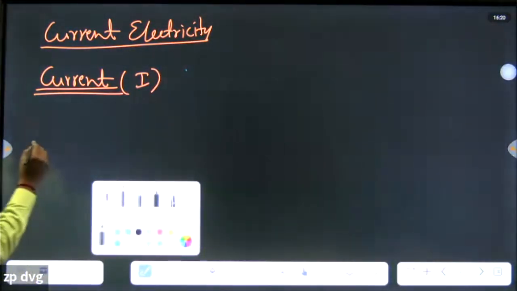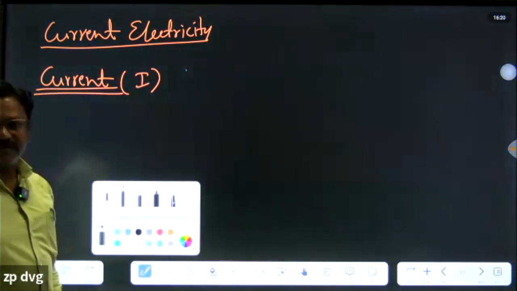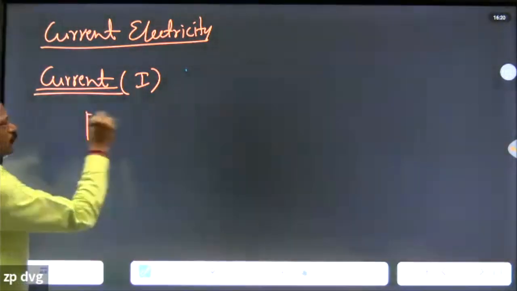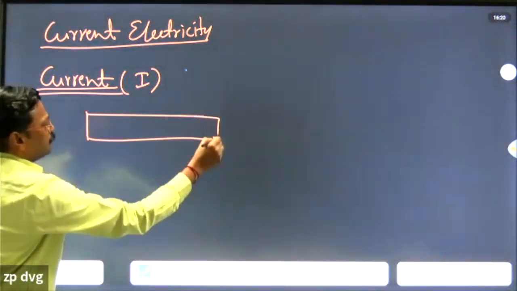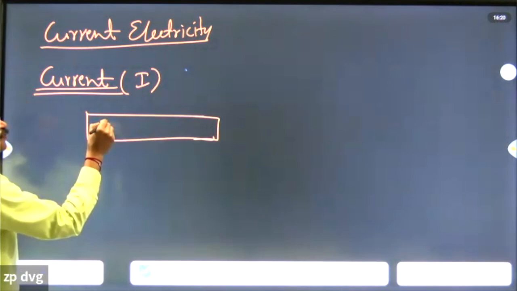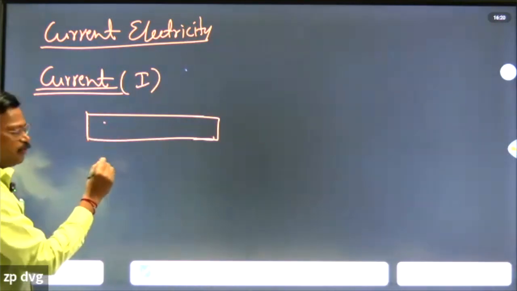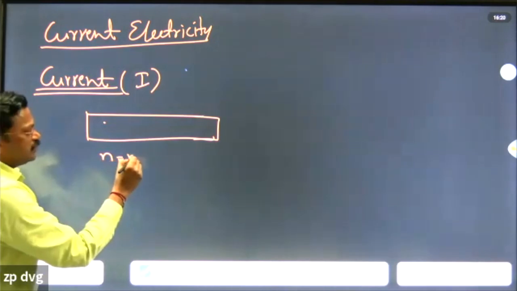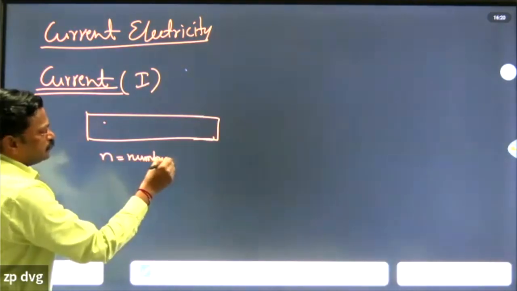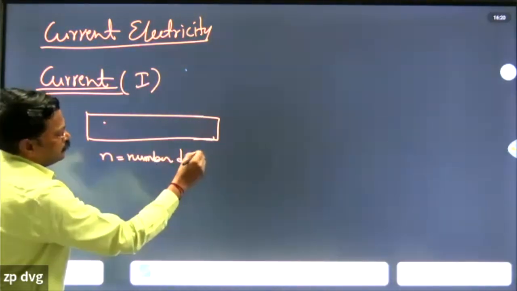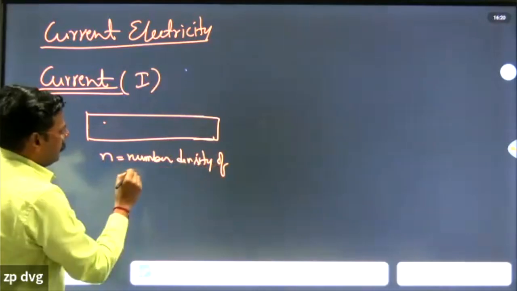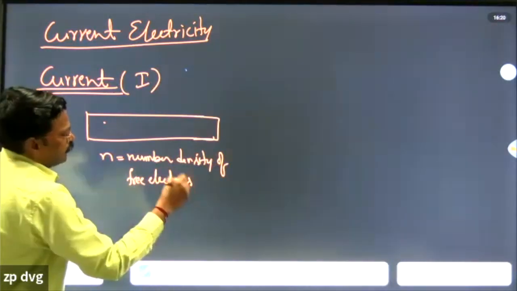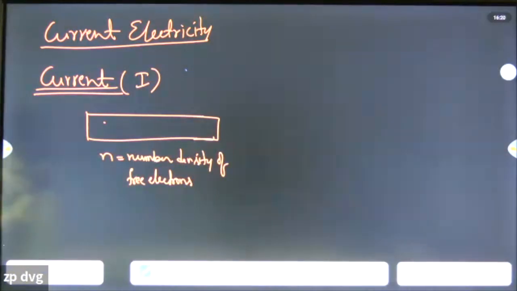Right. So as you know, the microscopic properties of conductor, such as number density of electrons: if you consider a conductor, this conductor can be characterized in terms of the number of free electrons present per unit volume. That is called number density. N is the symbol, N is called number density. N is the number density of free electrons.